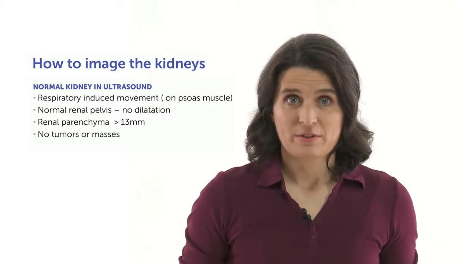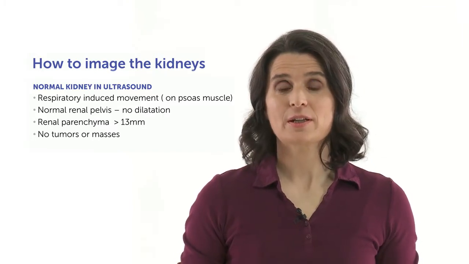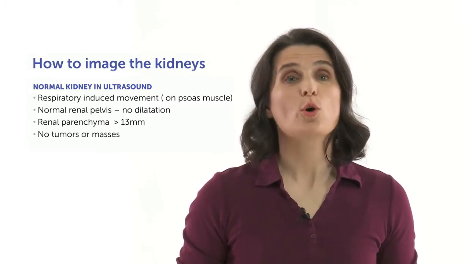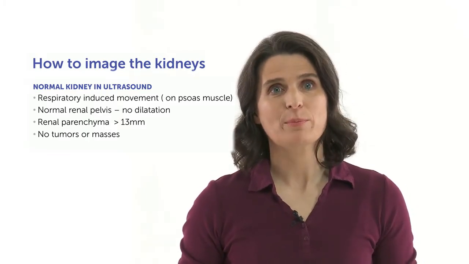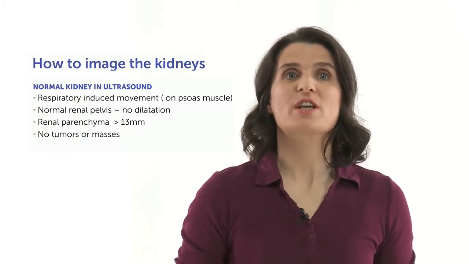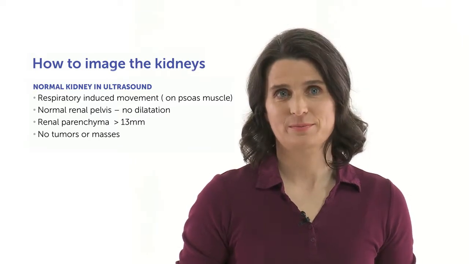The renal pelvis is bright and hypoechoic in ultrasound and should show no dilatation. A dilated renal pelvis would be anechoic in the center because of the congestion of urine in the pelvis.